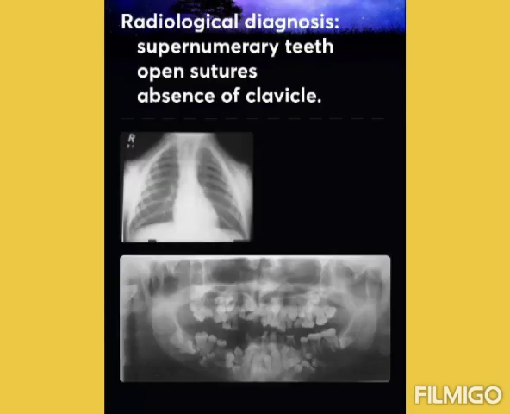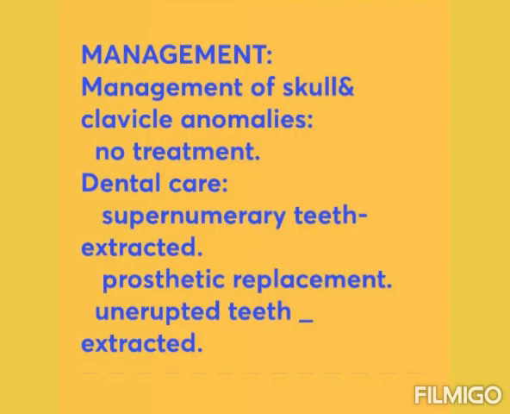Next, moving on to the radiological diagnosis. There is presence of supernumerary teeth, open sutures and absence of clavicle in cleidocranial dysostosis. The first picture shows absence of clavicle, and the second picture shows numerous supernumerary and unerupted teeth in the anterior region, and their roots are very short and thinner than normal.